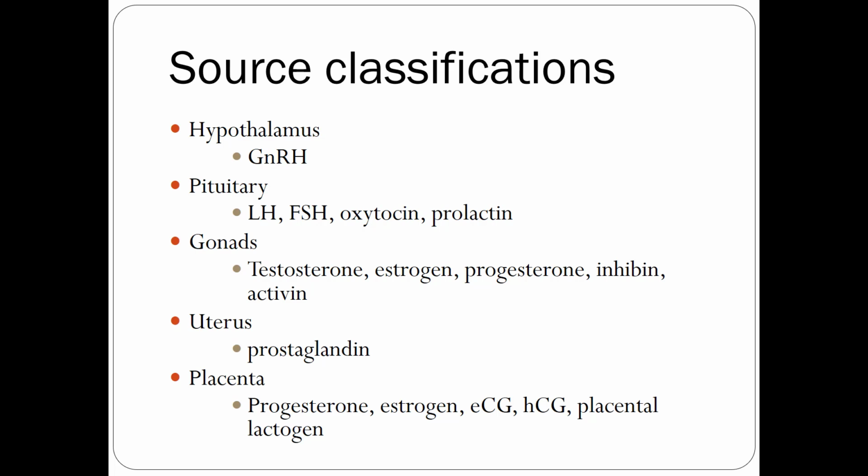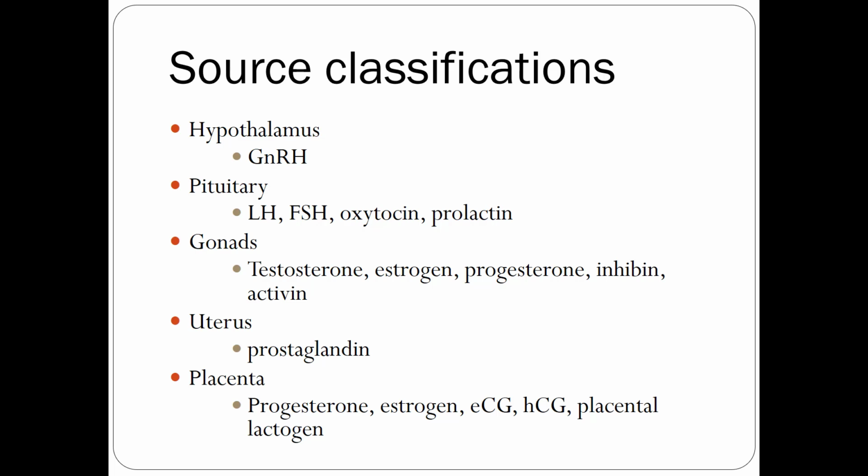And then in the gonads, both in the male and female, is where the hormones like testosterone, estrogen, which I'm going to call estradiol more often than not, but estrogen, estradiol for your purposes means the same thing. Progesterone, inhibin, and activin are all going to be created or synthesized in the gonads. And prostaglandin, there's a couple of different types of prostaglandin. Those are synthesized in the uterine tissue. And in the placenta, we will see progesterone, estradiol, equine and human chorion gonadotropin, as well as placental lactogen being synthesized in the placental tissue.